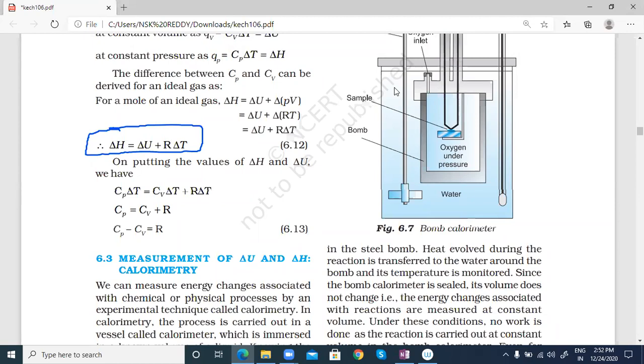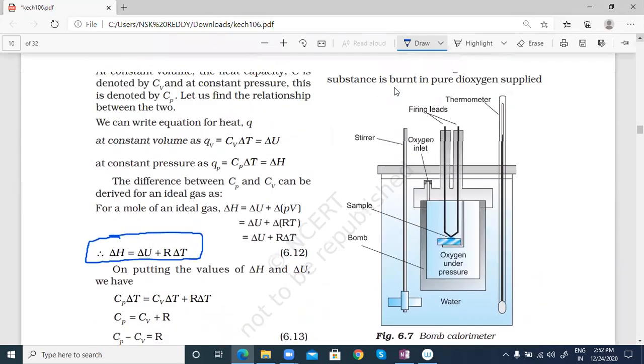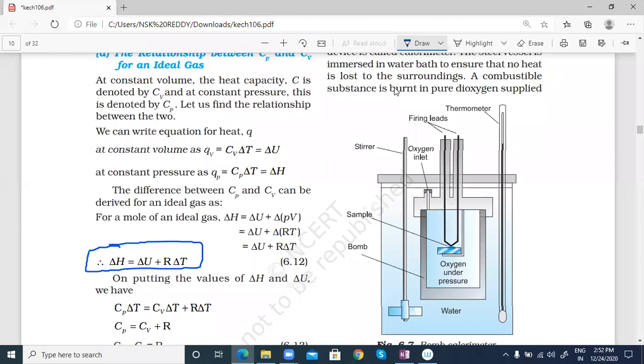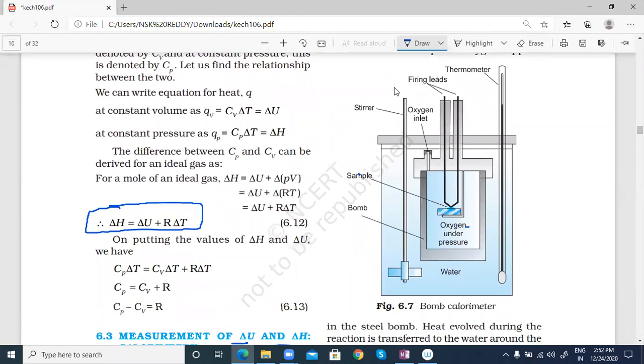Measurement of delta U and delta H by using a calorimeter. This is just the calorimeter setup. So this is the calorimeter arrangement. Here we are taking some substance. They provided a sample here, blue color. Just see the diagram. Very simple, okay.